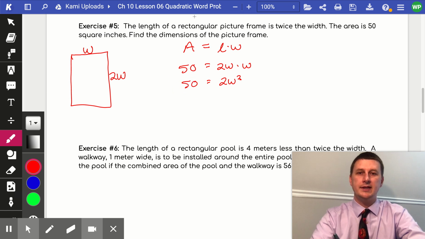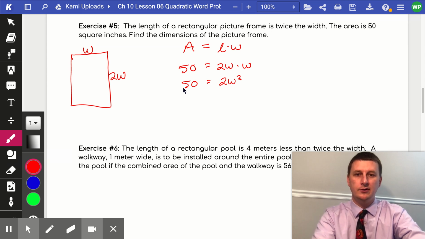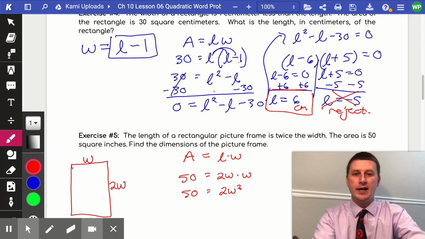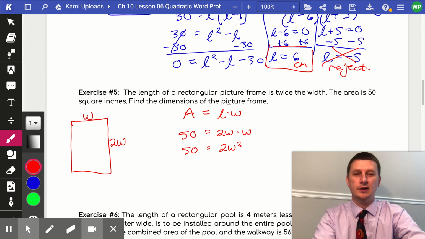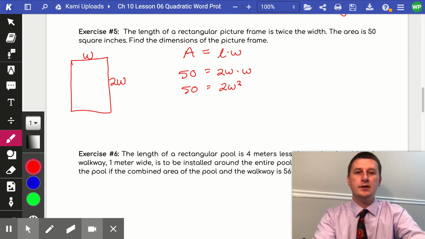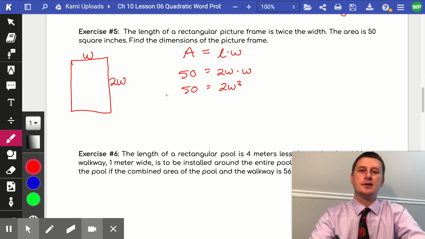Now, there's many ways I could solve this, but if I just have that W squared, and I don't have a W squared plus W like I did in the last one, where I had an L squared minus L, and I just have one W squared right there, I'm going to solve this just using basic inverse operations. So I'm going to go ahead and divide both sides by 2, and that's going to give me W squared is equal to 25.